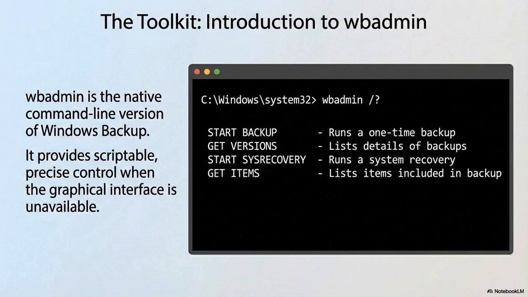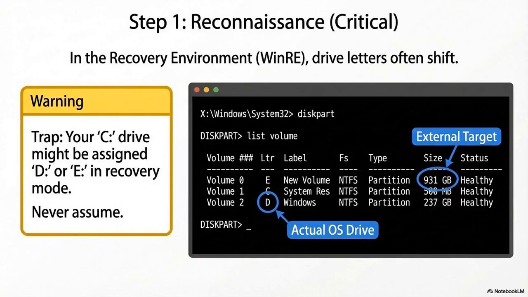The first flag is pretty obvious. Backup target. Like a target on a map. Exactly. You type backupTarget, followed by the drive letter. So if your external drive is the E drive, you type backupTarget:E:. Easy enough. Then there's quiet. I assume that just tells it to be quiet. Not exactly. It tells the computer to stop asking you questions. Without it, the system will prompt you, "Are you sure? Do you really want to do this?" And when you're in a crisis, you just want it to work.